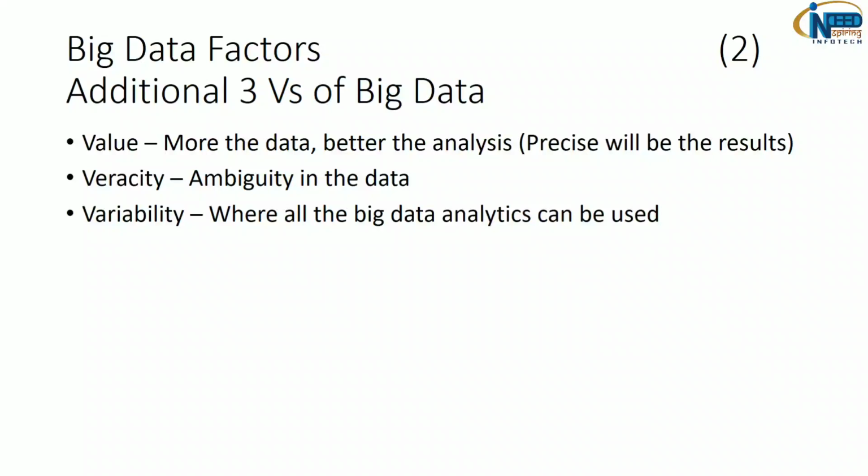Next is variability. It means where all big data analytics can be used. Once you analyze the data, the results of the analytics can be used in multiple domains. That is called variability of the data. These are the 6 factors which make data big data.